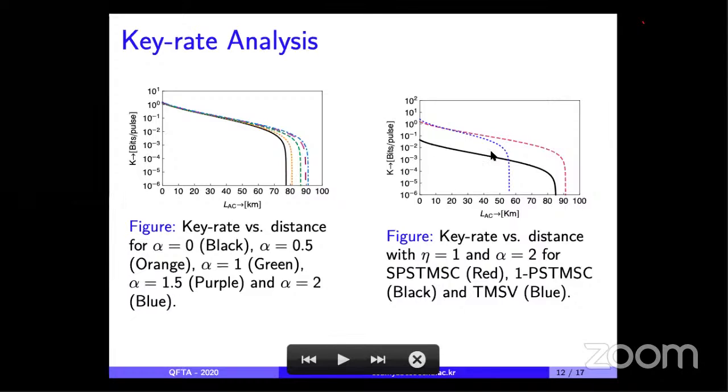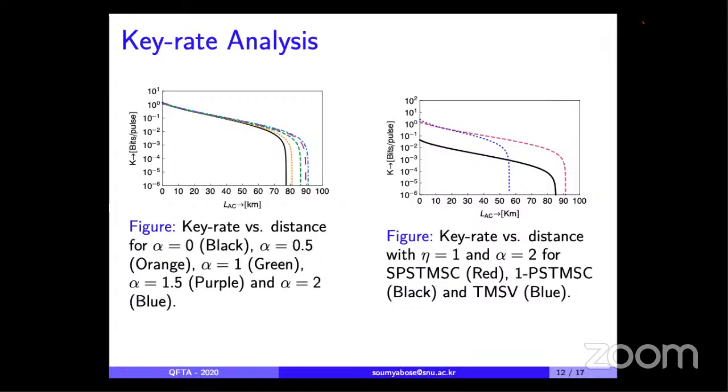In this case, we plot 3 graphs. One is from our previous paper, this black curve, the 1 photon subtracted squeeze coherent state. This blue curve is the Gaussian case, 2-mode squeeze vacuum. And this red curve is for the stochastic photon subtracted 2-mode squeeze coherent state. It's quite evident that with this particular choice, we can almost go up to 90 kilometers without losing much. Earlier it was 10 to the power minus 4 key rate. Here it is around 10 to the power minus 2. So almost 2 orders of magnitude jump in the key rate.